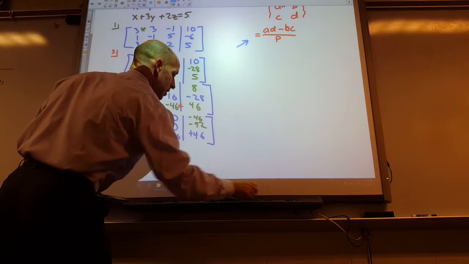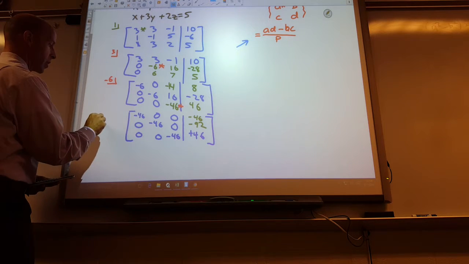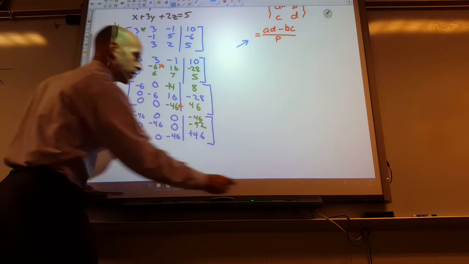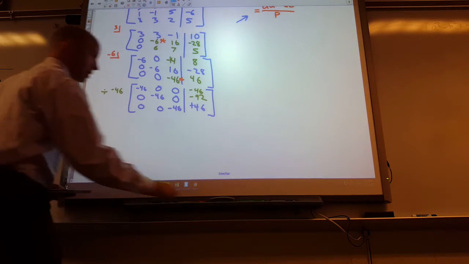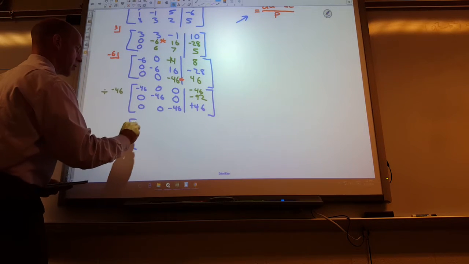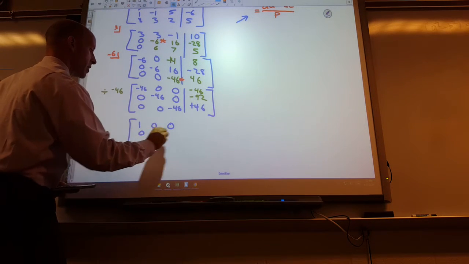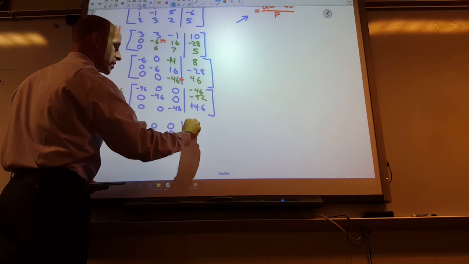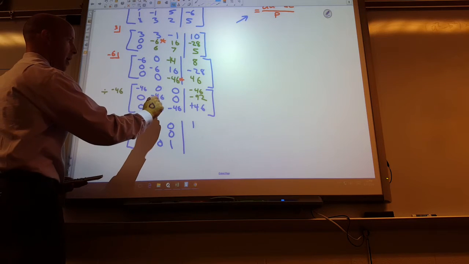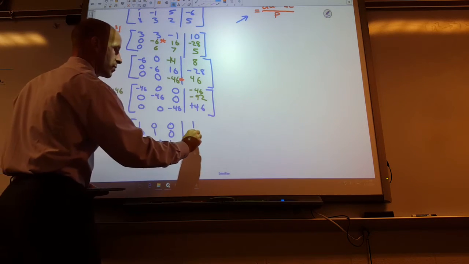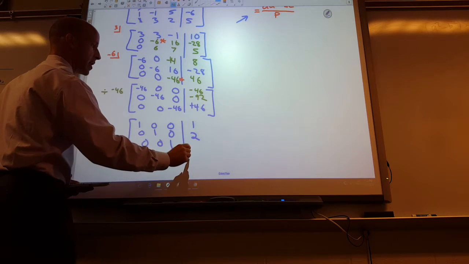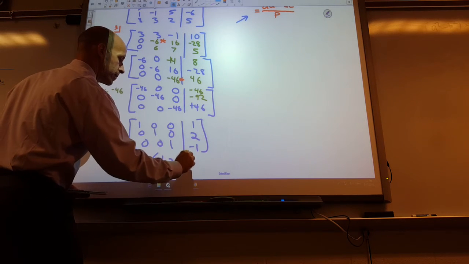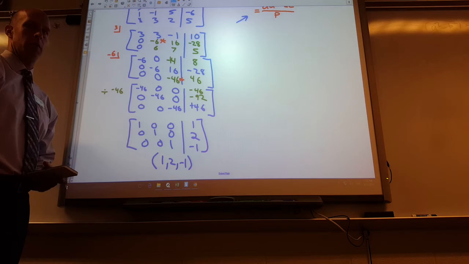So the last thing that we need to do is go ahead and we're going to divide through, if you will, by -46, or if you want to think about that as multiplying by the reciprocal. So our final row reduced form is going to be 1, 0, 0, 0, 1, 0, 0, 0, 1. Now, -46 divided into -46 is obviously +1. -46 divided into -42 is +2. And then -46 divided into 46 is -1. So that tells us that the solution for our system is 1, 2, -1.